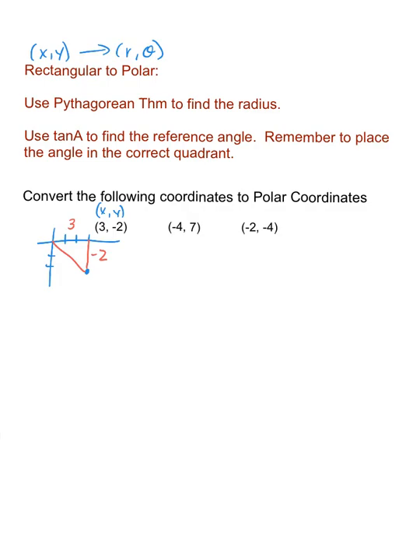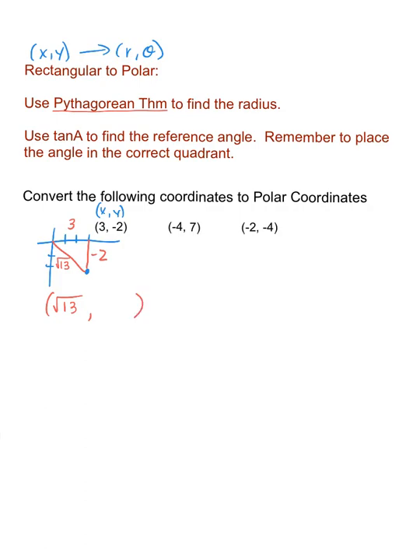I can figure out what my hypotenuse is by just using the Pythagorean theorem, which is my first step, and that ultimately will help me find my radius. Okay, so 3 squared is 9, plus negative 2 squared is positive 4. So that's going to give me the square root of 13. Okay, so now I know that my first part of my answer is the square root of 13, and then I just need to find my angle.